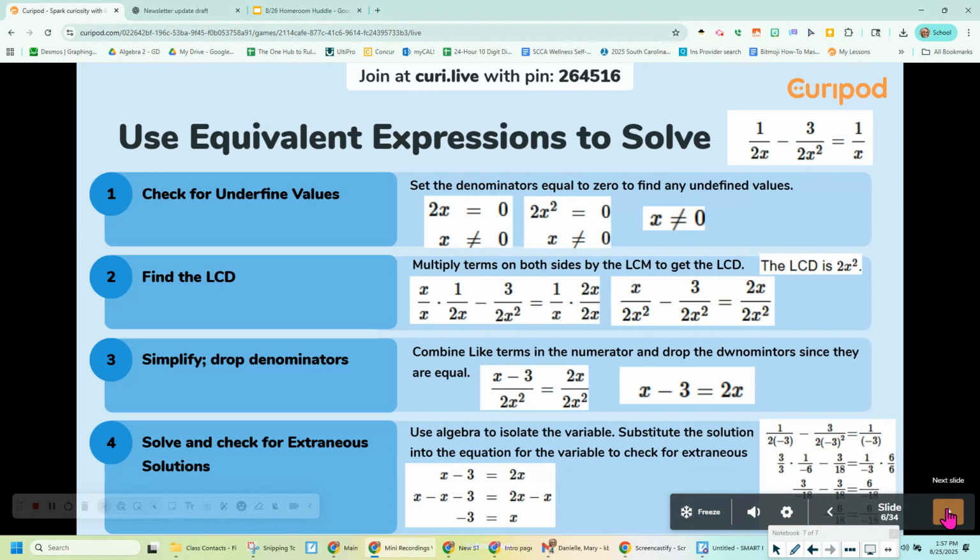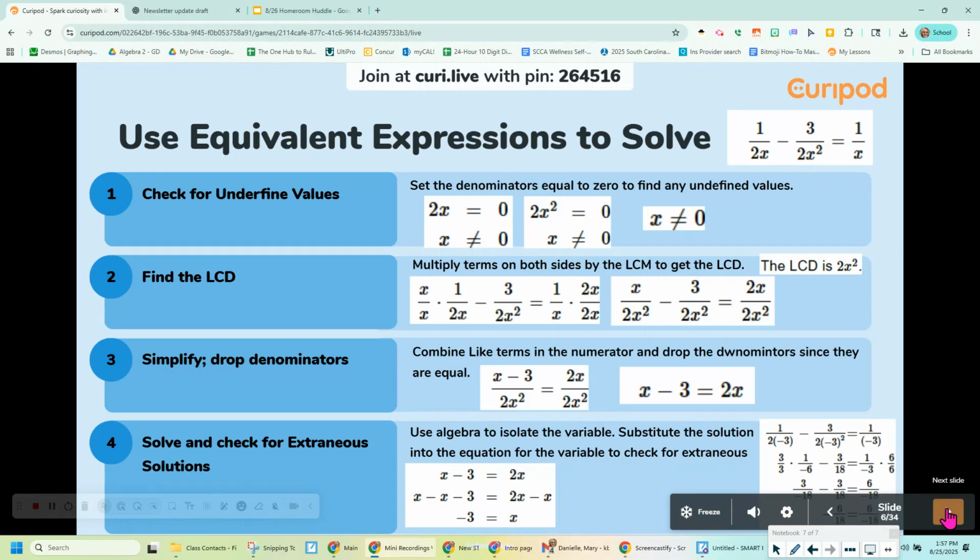Let's use equivalent expressions to solve 1 divided by 2x minus 3 divided by 2x squared equals 1 over x. So we have an equation here. That means there's an equal sign in there that we are trying to solve for x here.